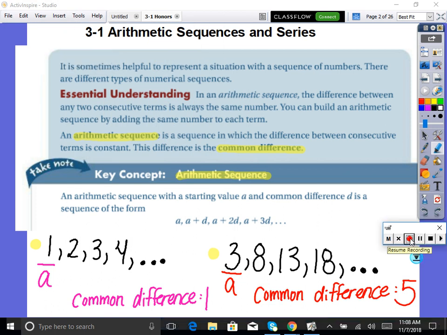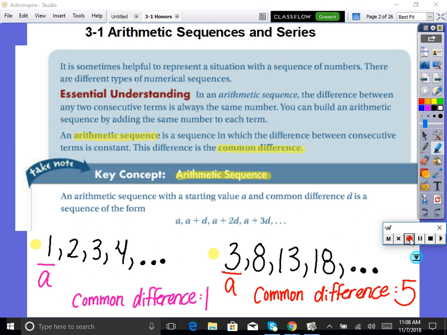Okay, so we're getting into arithmetic sequences and series. We're going to be doing a sequences and series unit, starting today with arithmetic. So everybody, a sequence of numbers, for example, 1, 2, 3, it's just a sequence of numbers here. Now this one would be considered arithmetic because it has what's called a common difference.